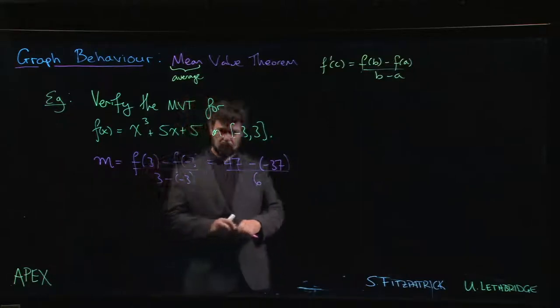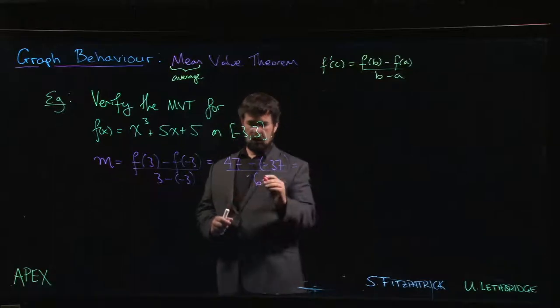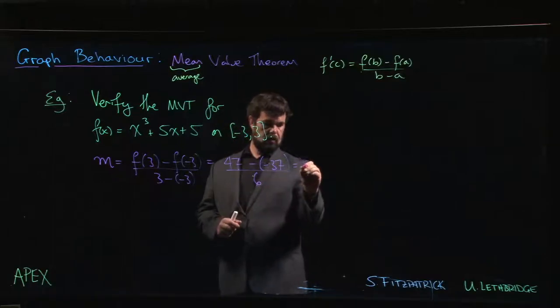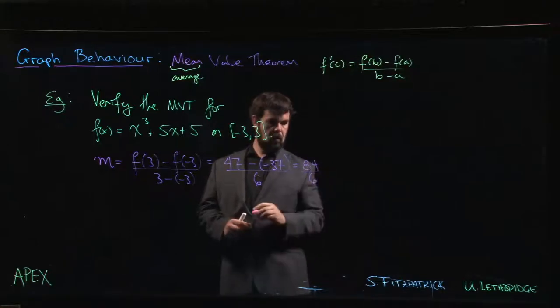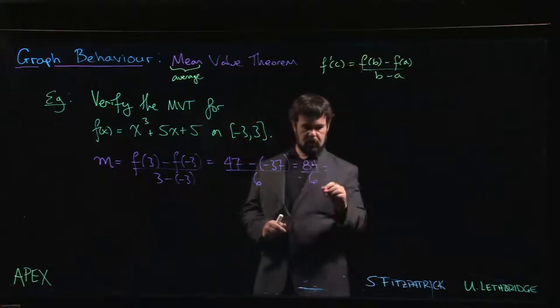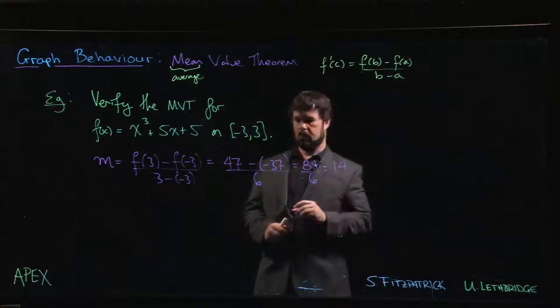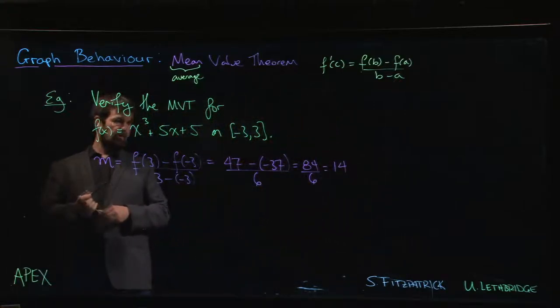So 47 plus 37, that's going to give us 84 over 6. And that's going to come out to be 14. Okay. So that's the average change in f.